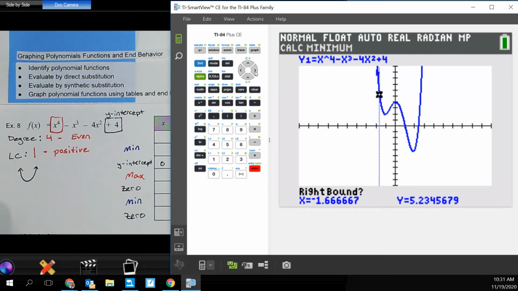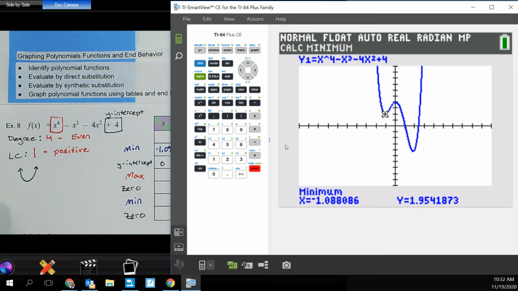And then it says go to the right of it. So then I'm going to go to the right, somewhere to the right of the minimum. And then I'm going to hit enter. And now it says guess where you think the minimum is going to be. So now I'm going to scroll back to where I think the minimum is. I think it's right about there. I'm going to hit enter. And then it's going to calculate it for me. And it says negative 1.09. So I'm going to write that into my table. Negative 1.09. And then my y value is 1.95. So I'm going to write those things, 1.95.